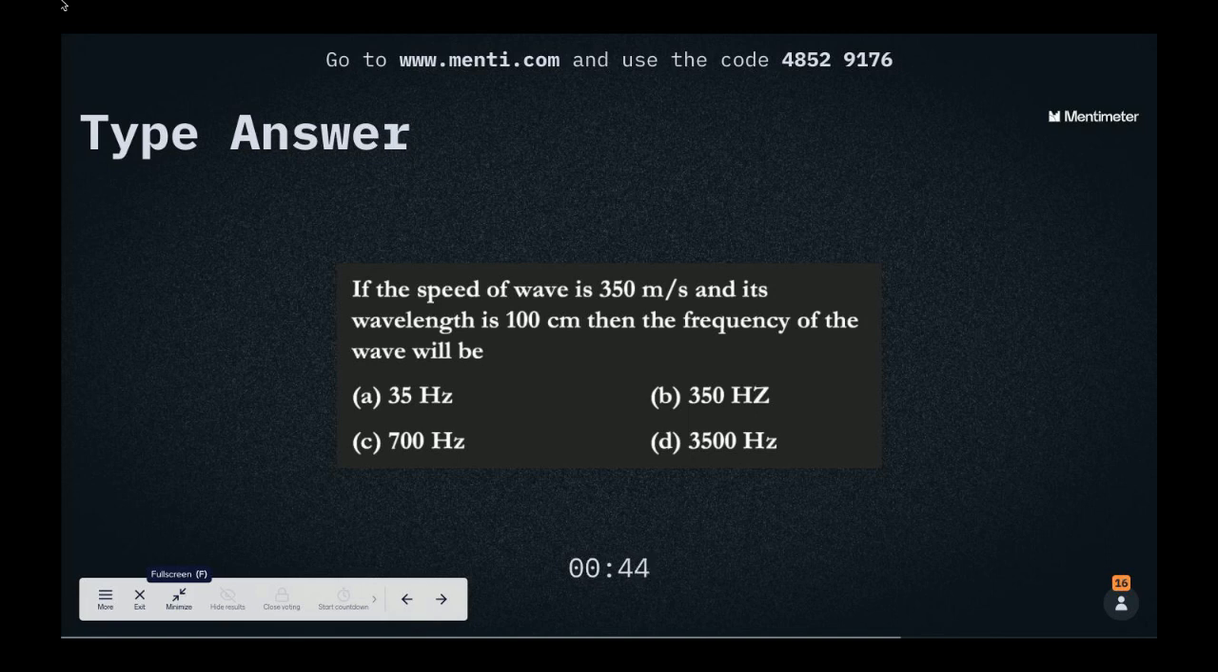You are taking a lot of time, you people are taking far too much time. It doesn't even bother you at the calculation part. Matlab, if you know 100 centimeter is 1 meter, then your answer is there.